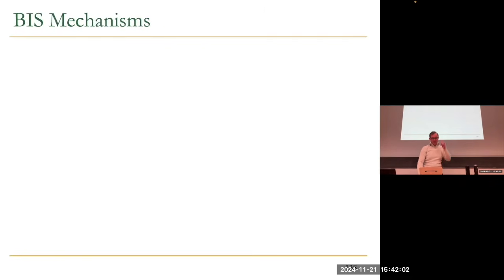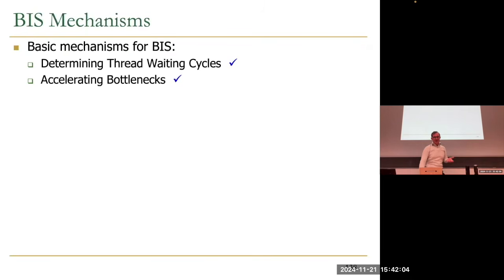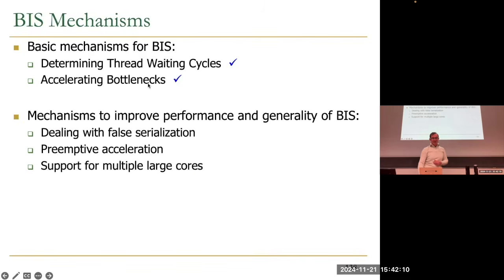Okay, sounds good, hopefully. So basically, we've discussed both of the basic mechanisms, thread waiting cycles and accelerating bottlenecks. But there are also other things that you need to improve the performance and generality of this. In the paper, we talk about that. I'm not going to talk about these in detail, but dealing with forced serialization is still a problem. There's preemptive acceleration that's important especially for barriers. Barriers need to be more preemptively accelerated.